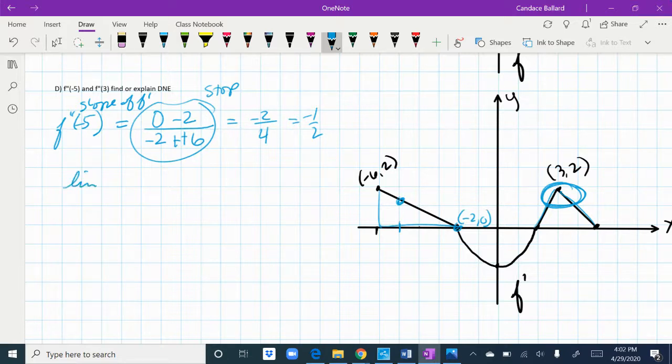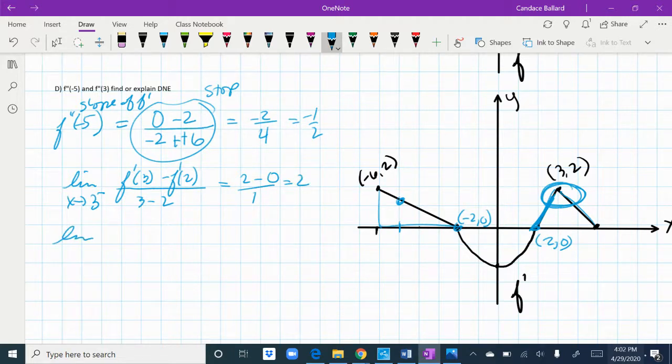So we've got the limit as x approaches 3 from the left side, meaning I'm going to look at this limit right here. I'm going to go ahead and do the limit calculation just so you see it. You could probably just count the slope off of there. So we're looking at f prime of 3, this would be the value 2, minus f prime of 2, which is 0, over 3 minus 2. So the y value at f prime of 3 is 2, and at 2 is 0, over 1, so that's 2.